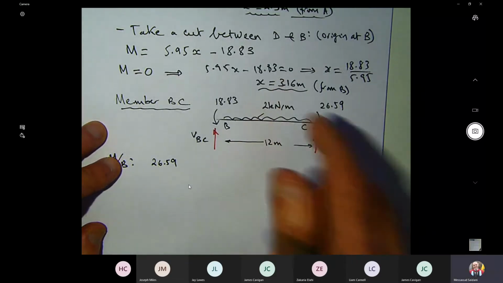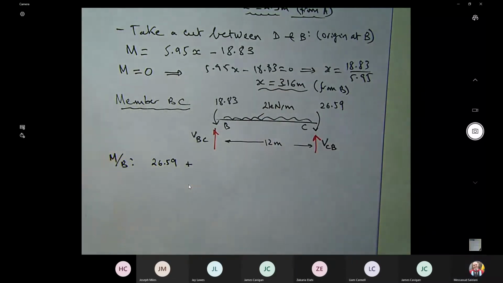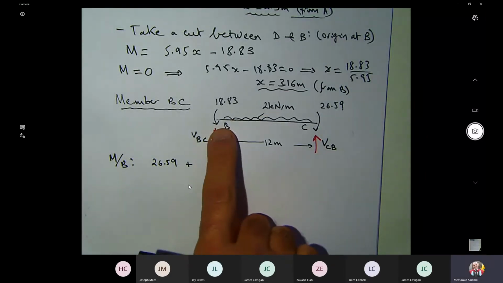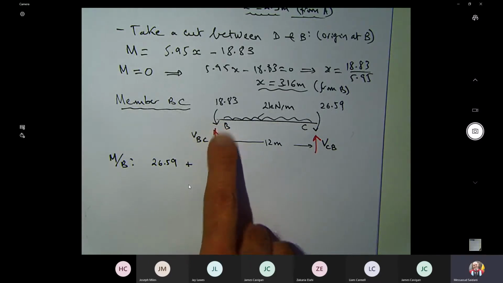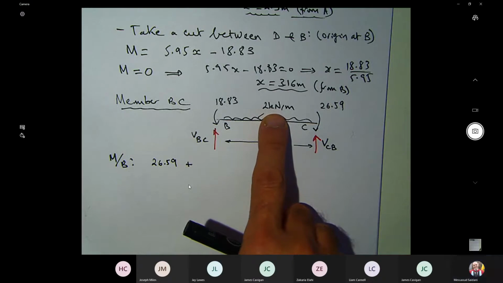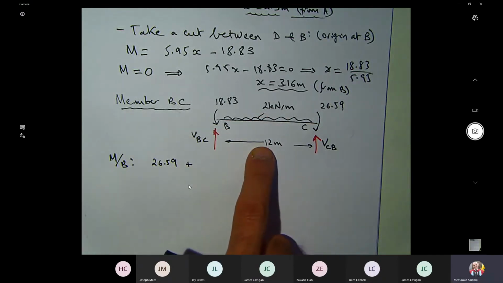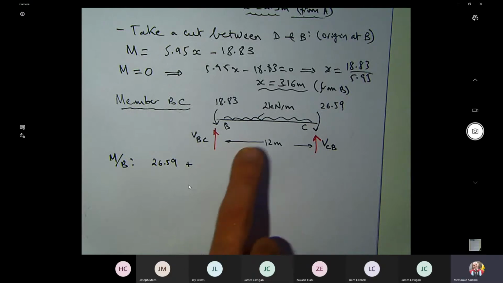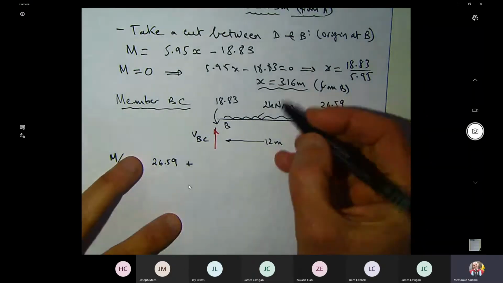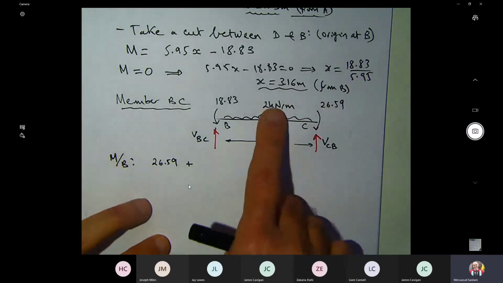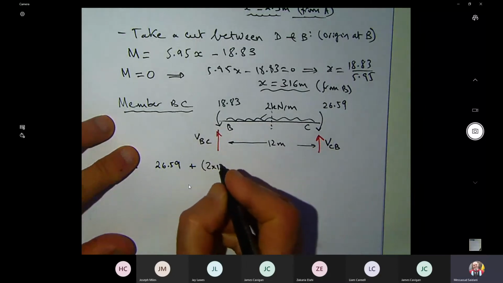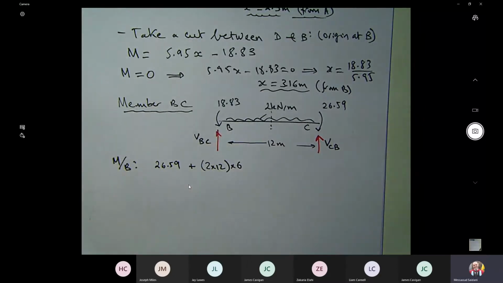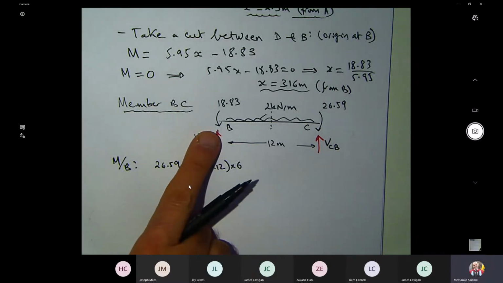The UDL, do you agree? What is the moment of this UDL about B? What's the resultant? How much is the UDL? 2 times 12, 24, and the resultant will be in the middle, isn't it? So it's 2 times 12 times the distance, 6. I think that's it about B. That's everything clockwise, isn't it?